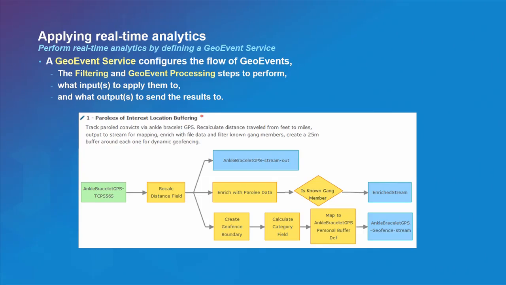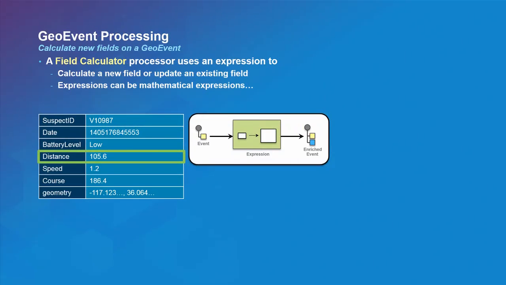The filter there is showing that we can discard events once we have determined that a given condition has not been met. In this case, if they're not a known gang member, we'll just discard the event. And then down on the bottom, we have the ability to create a dynamic buffer around the events that we receive, another field calculator that's tagging the event with some information, and then maybe a field mapper. So let's take a look at what some of these different processors are.